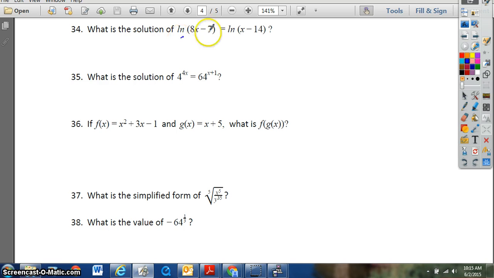Natural log. So we can drop them both out. This is 8x minus 7 equals x minus 14. So this is 7x equals, add 7, negative 7, x is equal to negative 1.